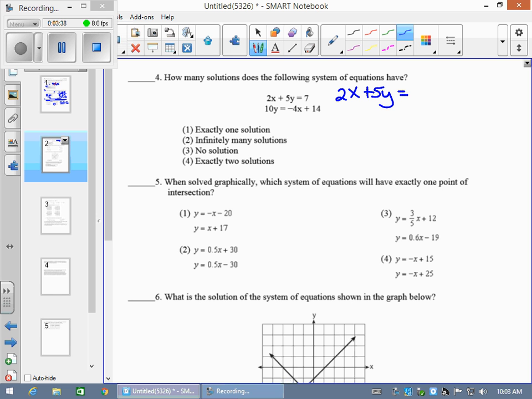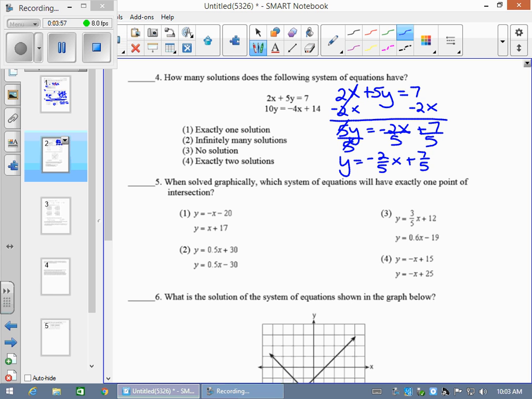So for the first equation, I'm going to start by subtracting my 2x. 5y equals negative 2x plus 7, divided by 5. y equals negative 2/5 x plus 7 over 5. I take my second equation, 10y equals negative 4x plus 14, and divide by 10. So I get y equals, now if I simplify these fractions, negative 2/5 x plus 7 over 5.